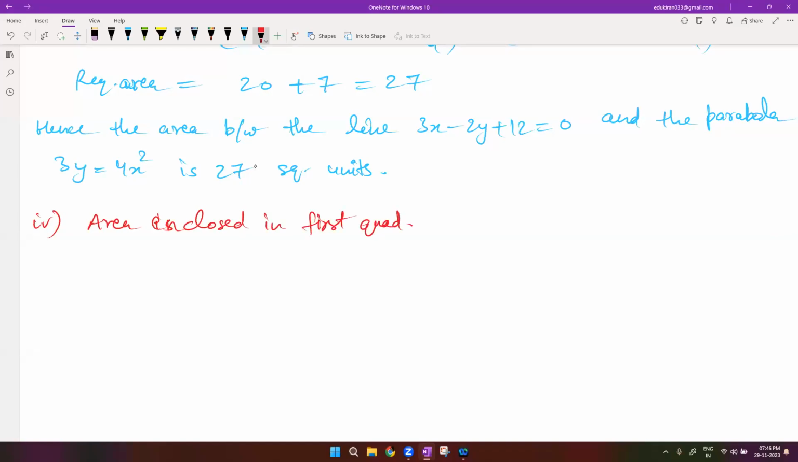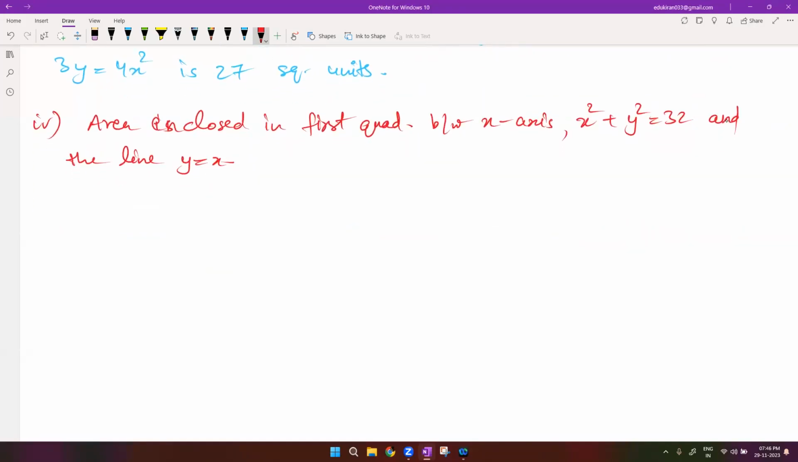We have to find the area enclosed in the first quadrant between the x-axis, you can note down these, these are all the necessary information I'm writing here. The circle x square plus y square equals 32, and the line y equals x. They have given us a curve x square plus y square equals 32.